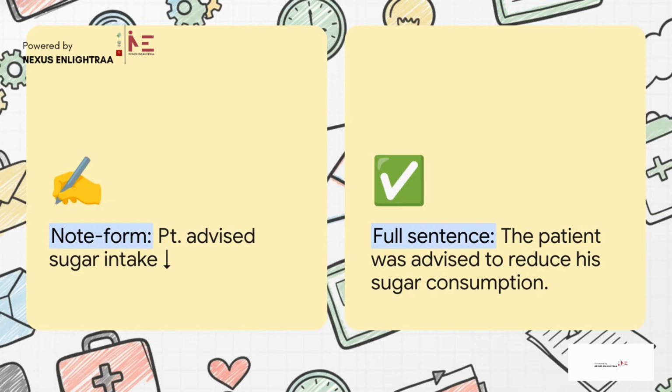Now, as you organize those themes, you also have to simultaneously transform the test's shorthand into grammatically accurate full sentences. For instance, let's look at a direct transformation. You take a raw note like "PT advised sugar intake" with a little downward arrow, and you expand it into, "The patient was advised to reduce his sugar consumption." You're essentially proving that you can bridge that gap between quick clinical shorthand and a formal, respectful handover document.